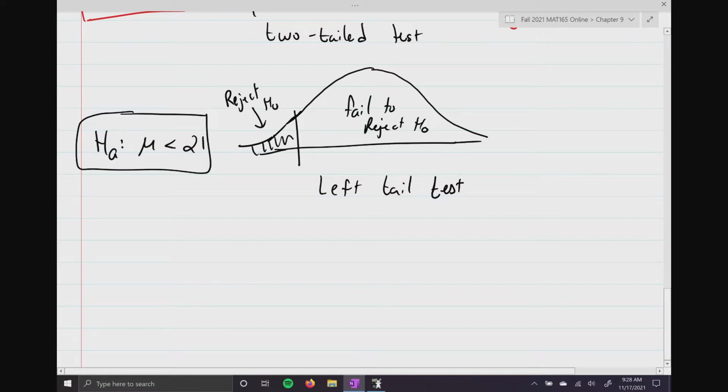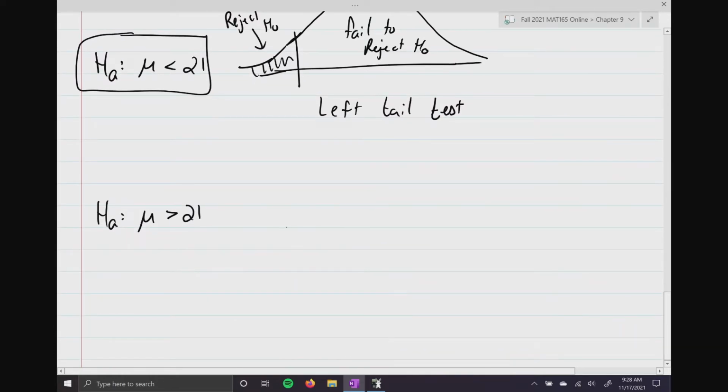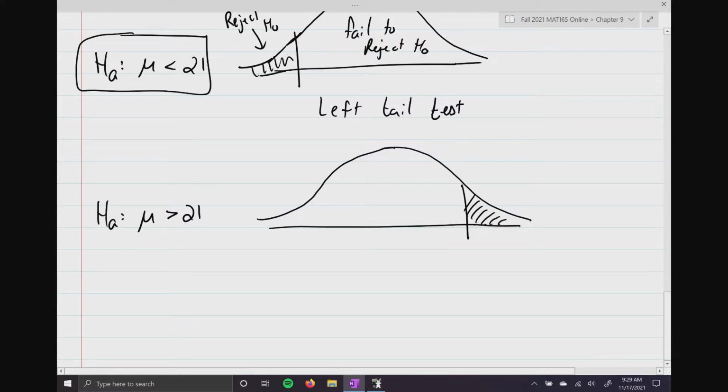The final one is if your alternative hypothesis is greater than some number, then you will have what we call a right tail test. So you still have your rejection region. You still have your fail to reject region. And this is called a right tail test.